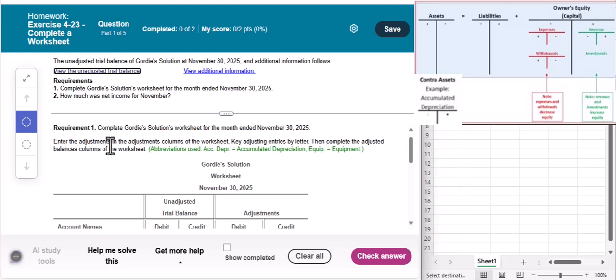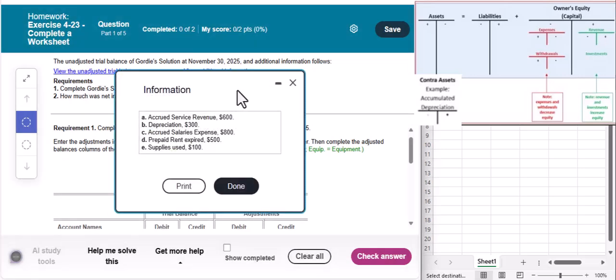Enter the adjustments in the adjustment columns of the worksheet. Key adjusting entries by letter, then complete the adjusted balances columns of the worksheet. Abbreviations used: accumulated depreciation, and equipment. Again, we have our worksheet below and then our additional information for our adjusting entries here.